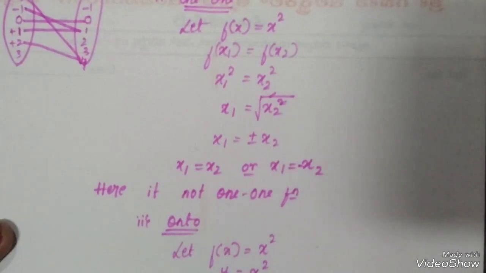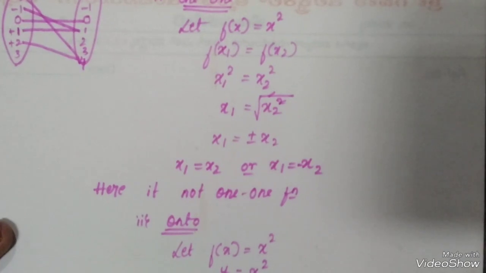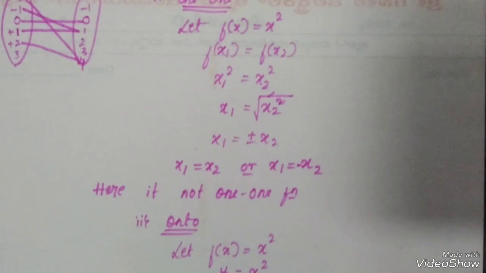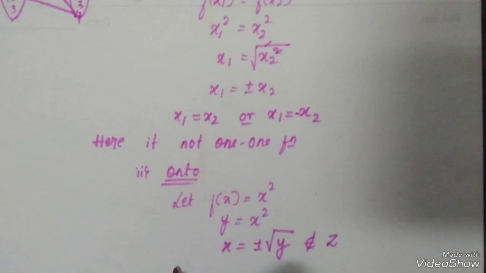Whatever values we have taken, if we put y equals 1, we get plus 1 or minus 1. It is an integer. Then put y equals 2, we get root 2. Root 2 is not an integer, hence it is not an onto function.